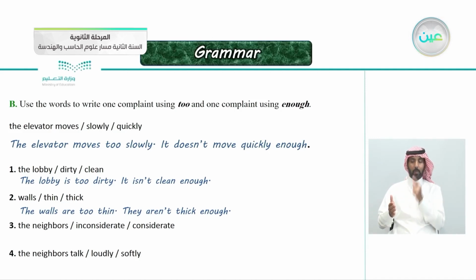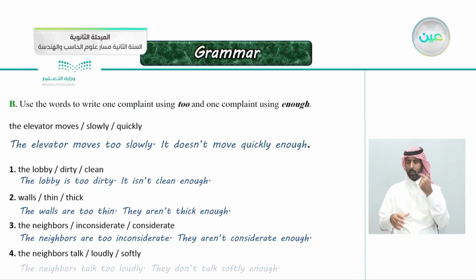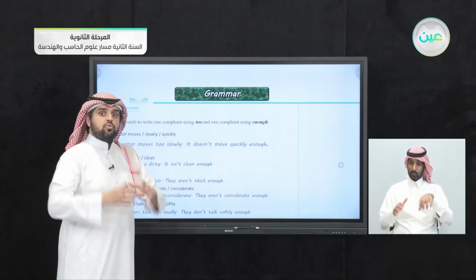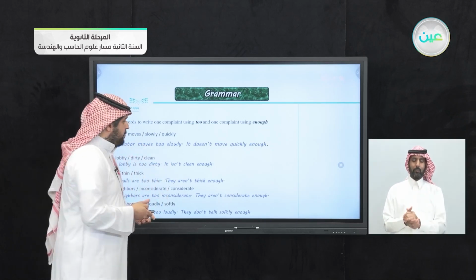The neighbors, inconsiderate, considerate. So let's check the answer here. The neighbors are too inconsiderate. They aren't considerate enough. Number 4, the neighbors talk loudly, softly. So the answer here is the neighbors talk too loudly. They don't talk softly enough. They are very noisy.